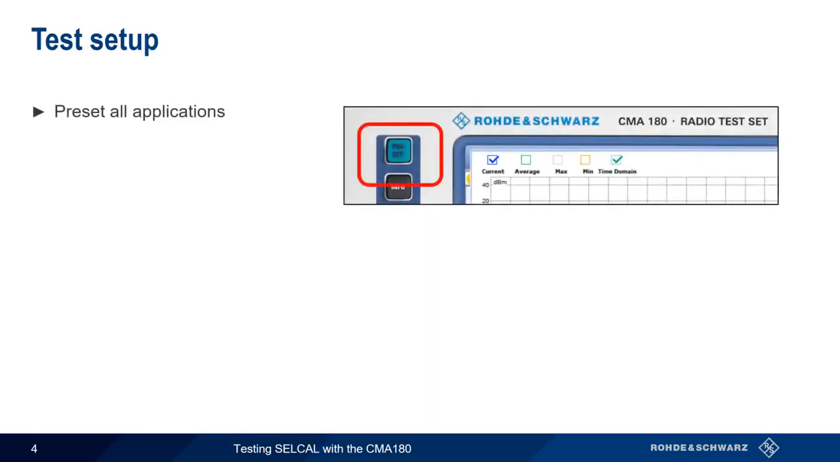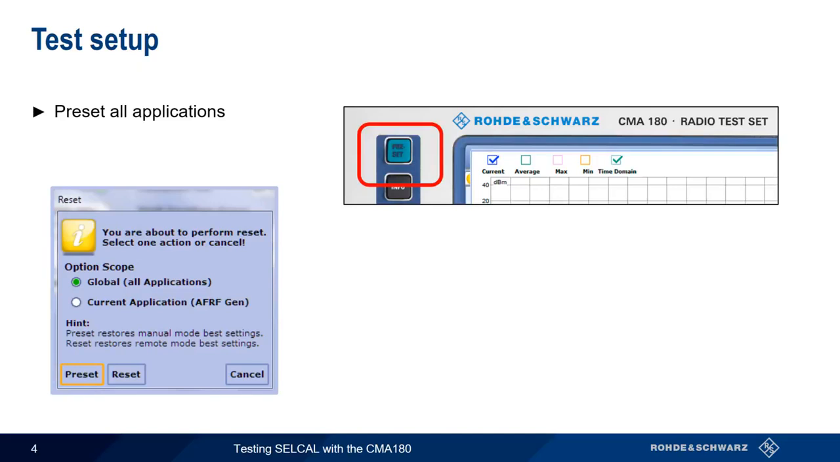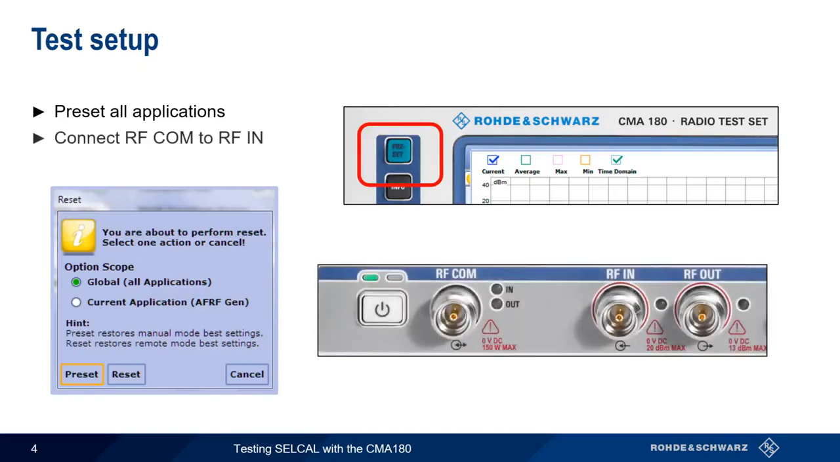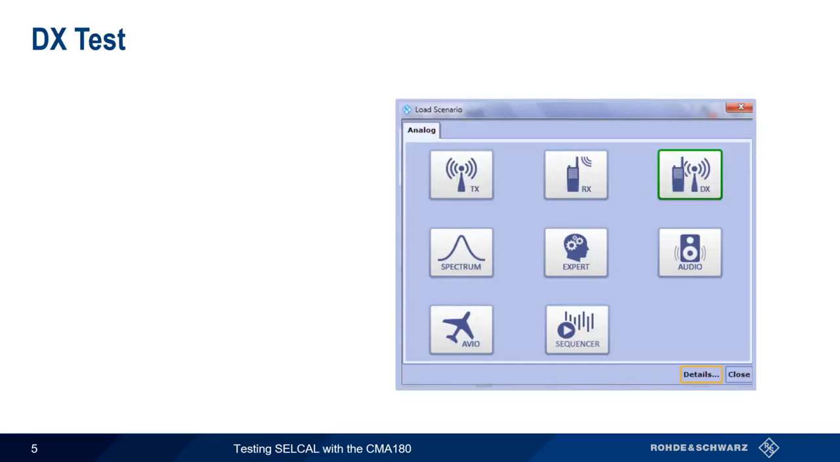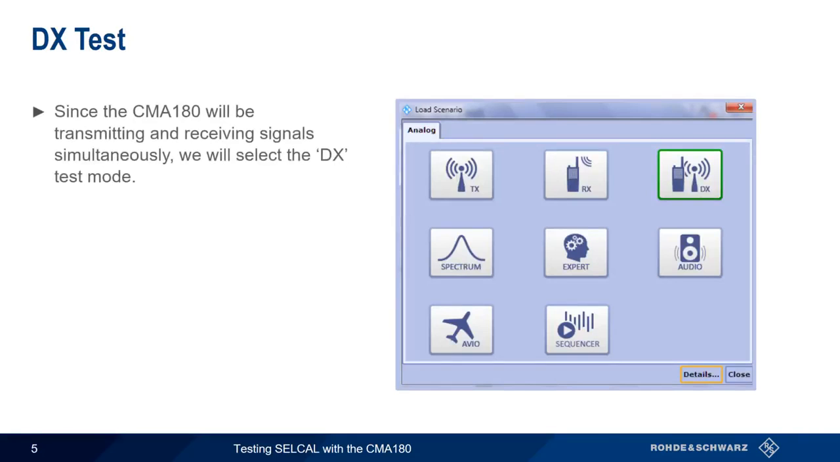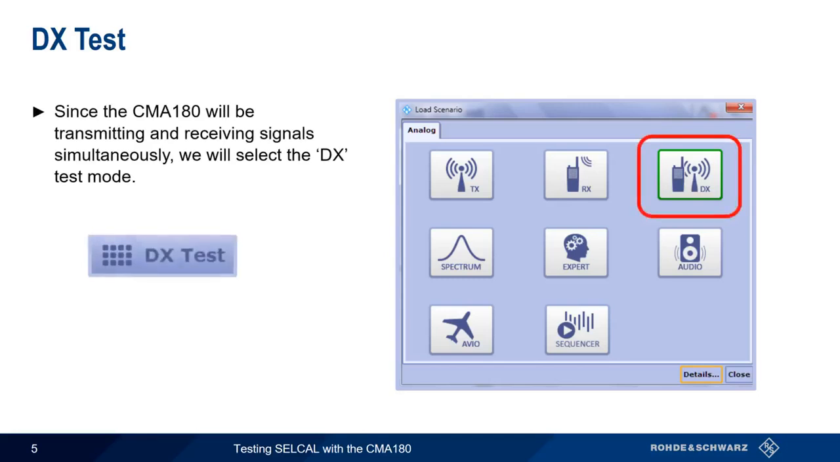We'll prepare our CMA180 by first using the green preset button and a global preset to return the CMA180 to its default state. We'll then create an RF loopback by connecting RF COM to RF in on the front of the CMA180. Since the CMA180 will be transmitting and receiving signals simultaneously, we'll select the DX test mode from the analog scenario menu.